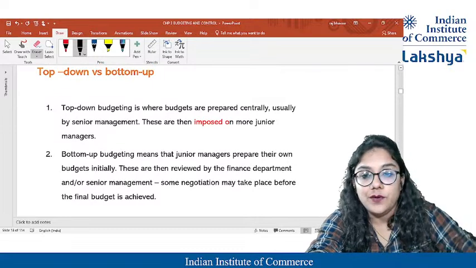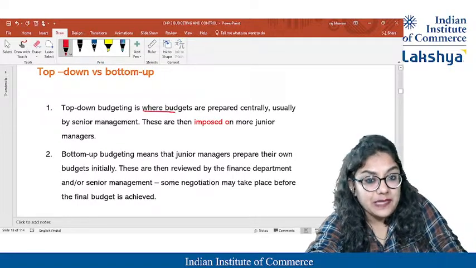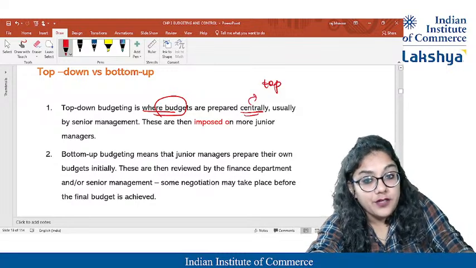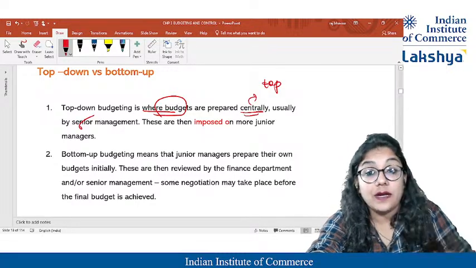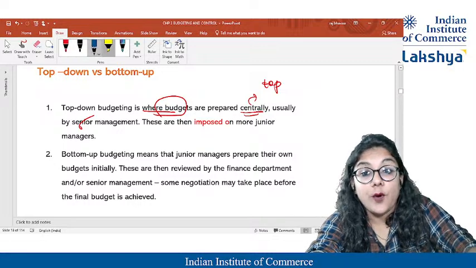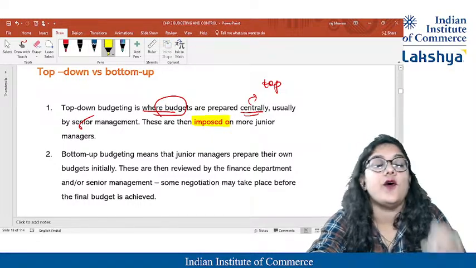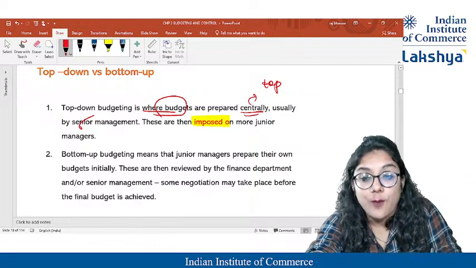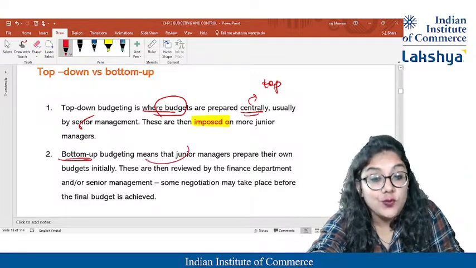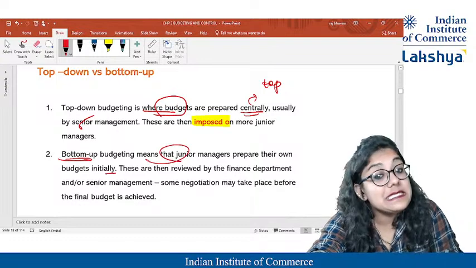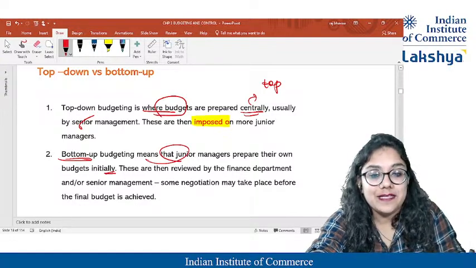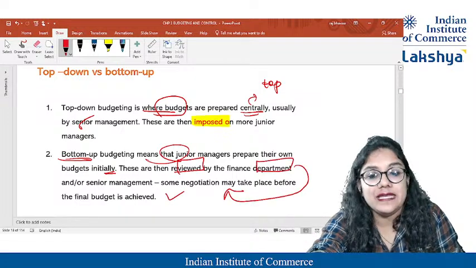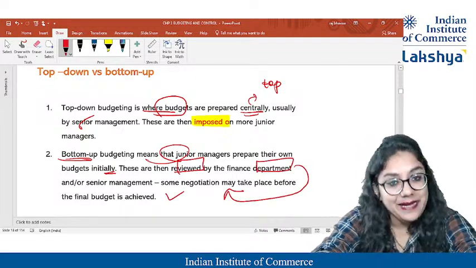Top-down budgeting is where the budgets are prepared centrally. Centrally means by the top management, usually the senior management, and they are imposed on more junior people. But when it is bottom-up, the junior managers make their budgets initially. Then it is reviewed by the departmental head, and after some negotiation, they are finalized and given to the senior managers.